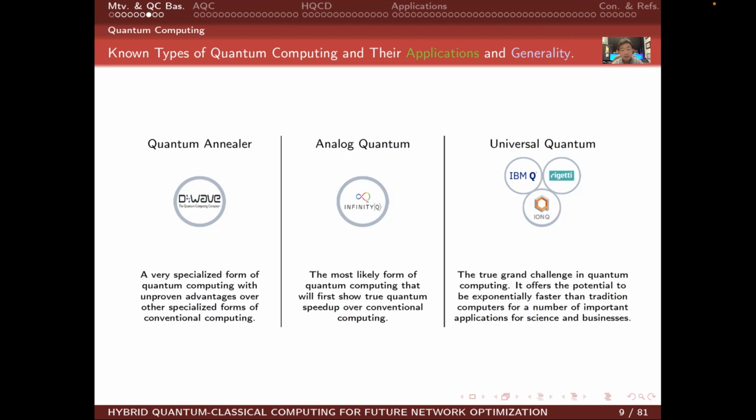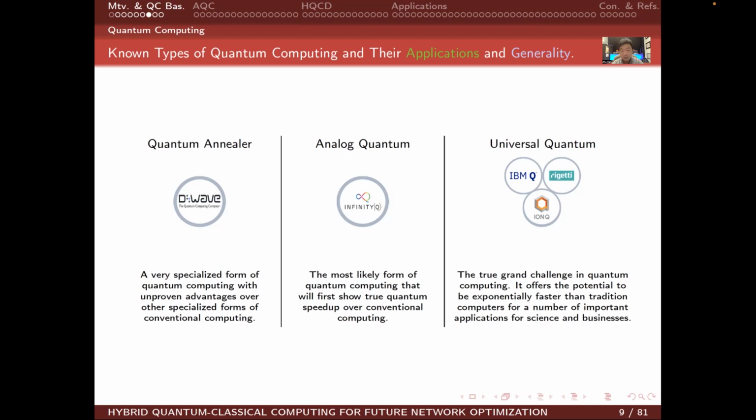And Infinite Q is a kind of representative company. And the most likely form of quantum computing that will first show true quantum speedup over conventional computing. And the third one is this kind of universal quantum, which looks like IBM and so on. It's a true grand challenge in quantum computing. It offers the potential to be exponentially faster than the traditional computer for a number of important applications for science and business. So with universal quantum, basically you can solve all kinds of different types of quantum problems.